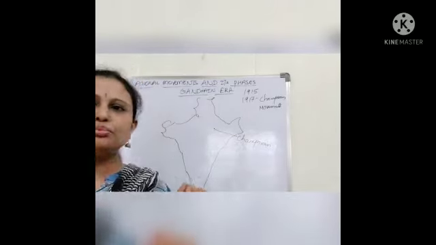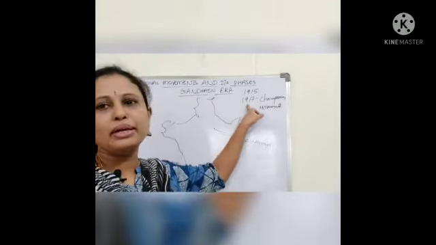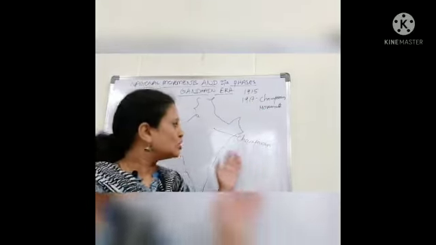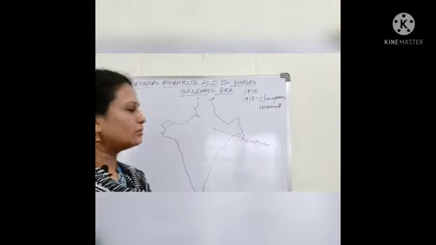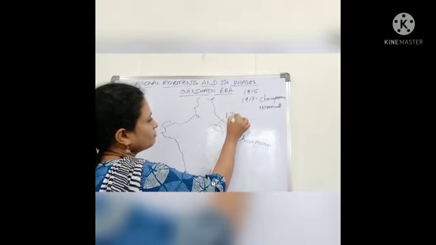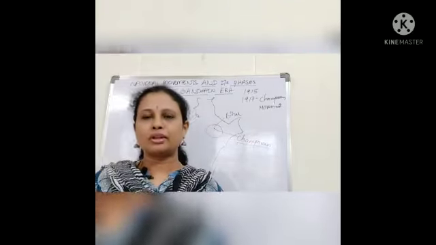So the very first movement that he had taken up in India was the Champaran movement, and that happened in the year of 1917. So where is this Champaran? Champaran is in North Bihar, in Bihar. So what was the issue there?